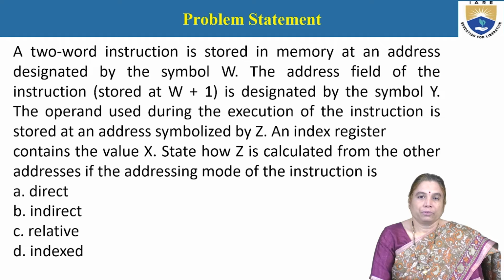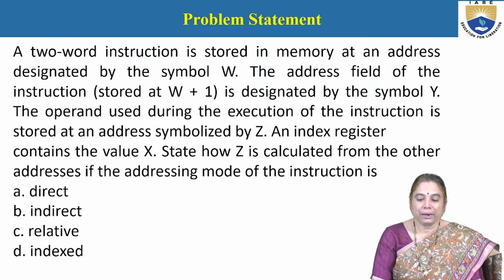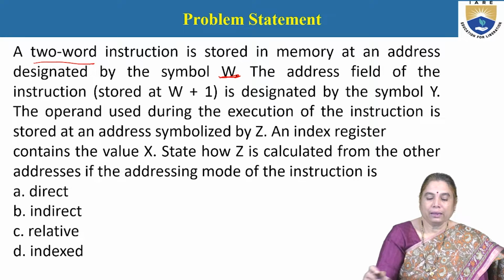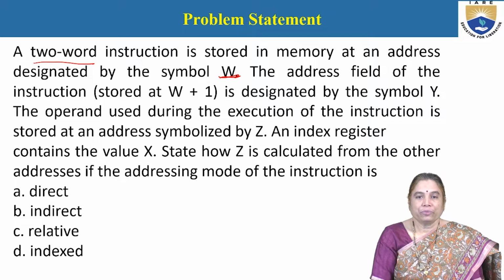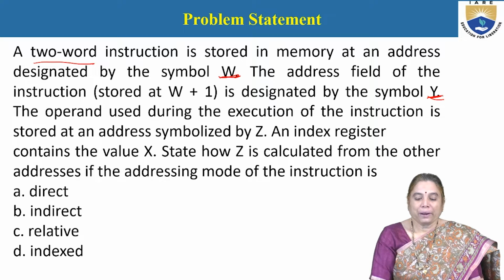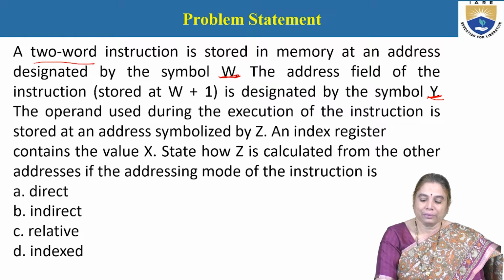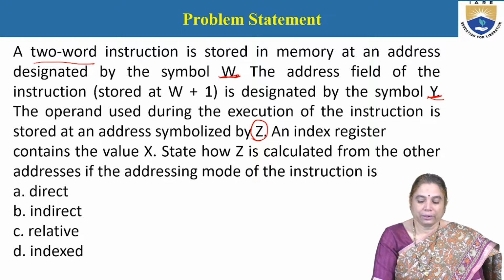The first problem statement: a two-word instruction is stored in memory at an address designated by the symbol W. The address field of the instruction is designated by the symbol Y. The operand used during the execution of the instruction is stored at an address symbolized by Z. The operand is available at Z. An index register contains the value X.